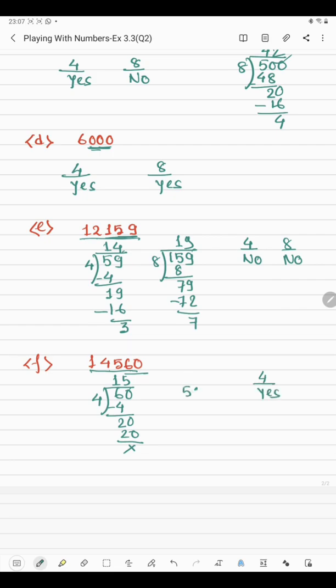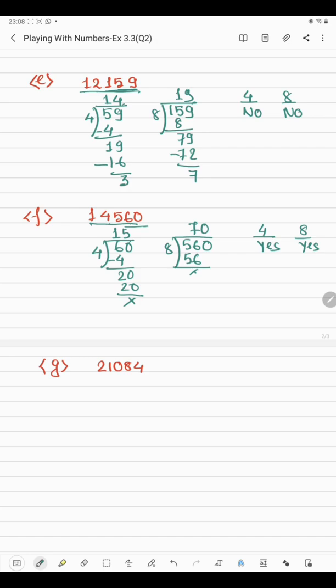So 560 will be divided by 8. Now 8 7s are 56. Now 0 will be shifted to the quotient. So we have 0 as remainder. So we'll write, since 560 is divisible by 8, that means this whole number also will be divisible by 8. So we'll write yes.